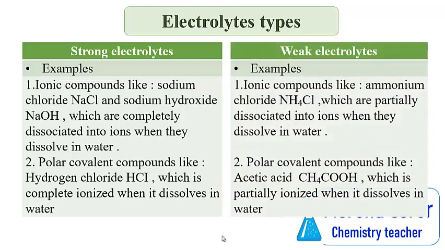Weak electrolytes. Examples: 1. Ionic compounds like ammonium chloride NH4Cl, which partially dissociate into ions when they dissolve in water. Number 2. Polar covalent compounds like acetic acid CH3COOH, which is partially ionized when it dissolves in water.